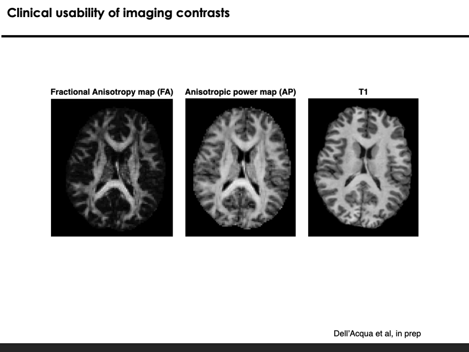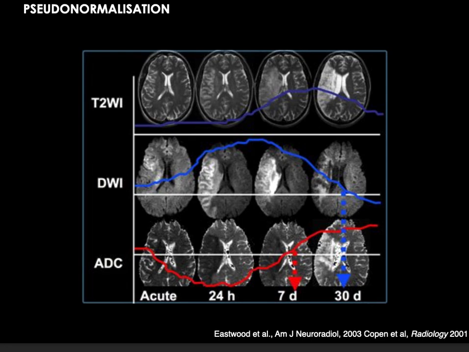Now, I said earlier that the stroke appears different on different contrasts, but one thing that's important to notice is that also across time, the presentation of a stroke can vary within a contrast. And what you see here is the fluctuations in the T2-weighted, diffusion-weighted, and the ADC signal from the acute stage to 24 hours, 7 days, and 30 days. And what you can appreciate is that depending on when the imaging data is acquired, the lesion appears very different on the signal, and at times the scan can even appear completely normal before the lesion attenuates again. And that's why this phenomenon is referred to as pseudo-normalization.